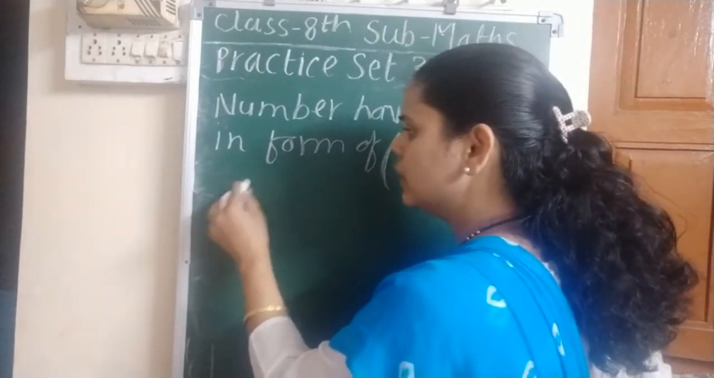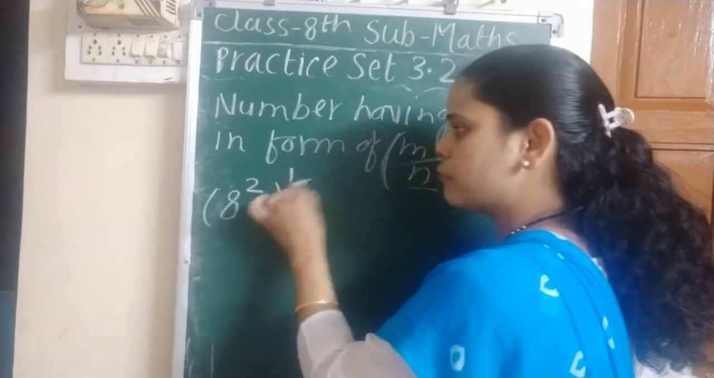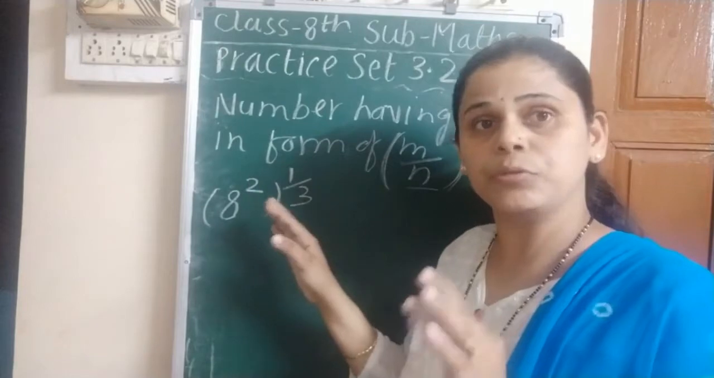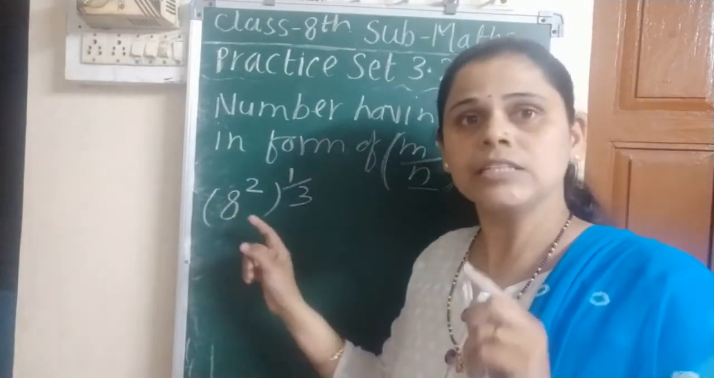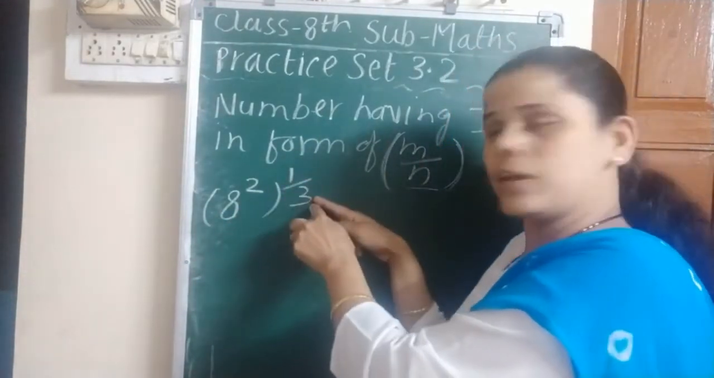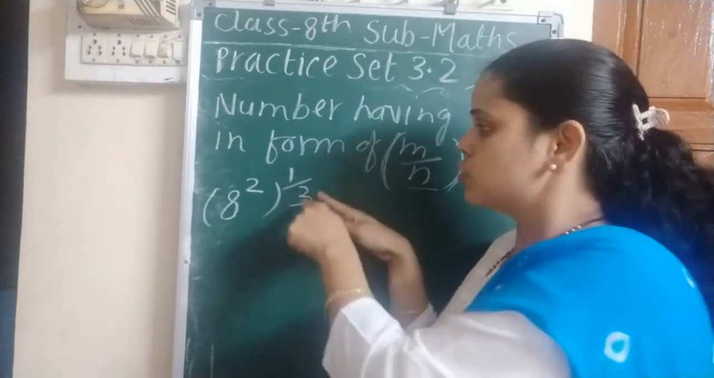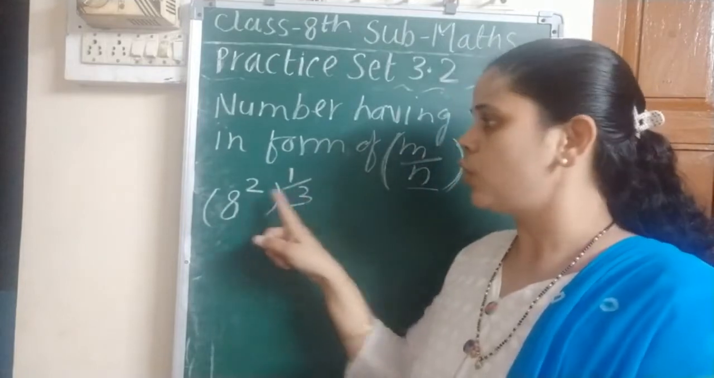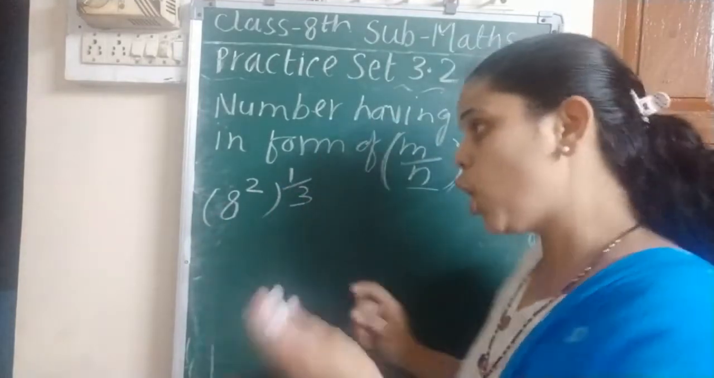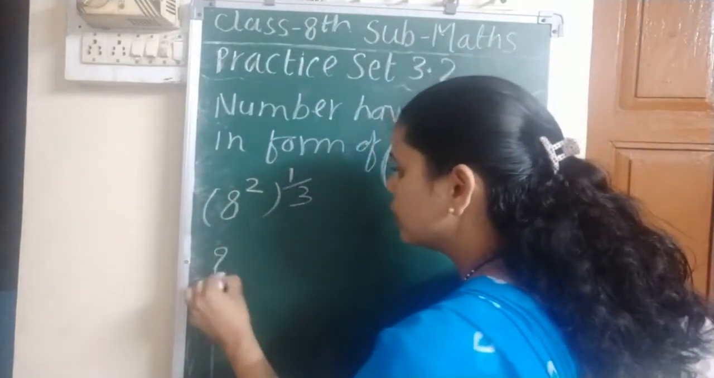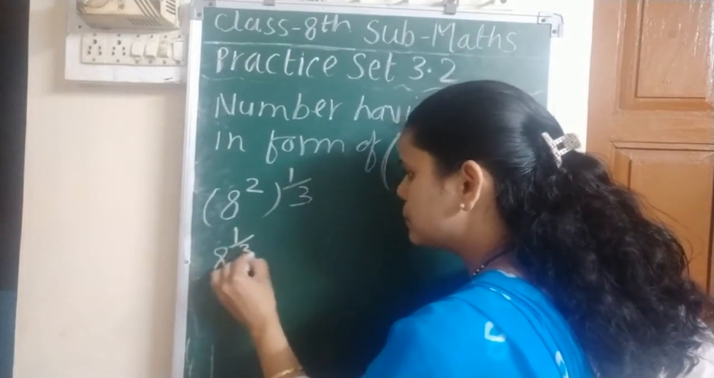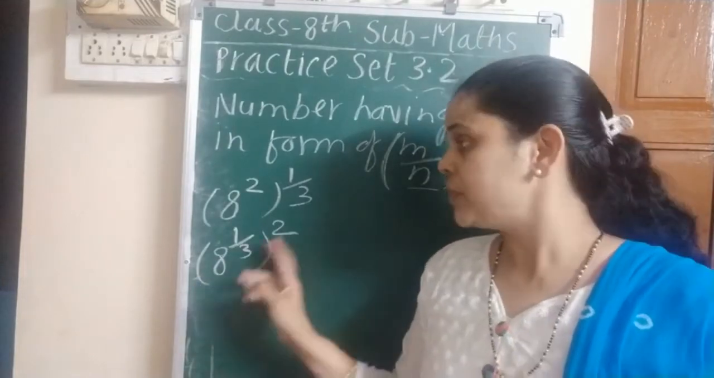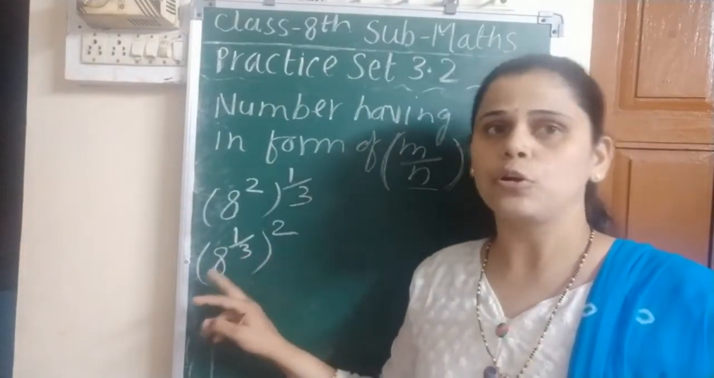If we write here 8 square raised to the power 1 upon 3, then we read this number as: 1 upon 3 means which root? Cube root. So cube root of square of 8, or we can write this number also in this way: square of cube root of 8.